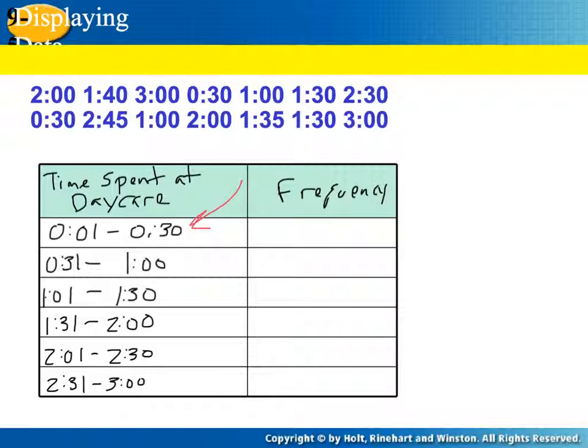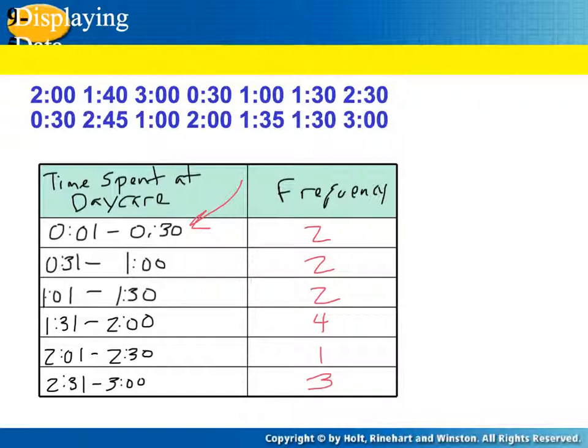All right. So as you look at this, from 1 to 30 has a frequency of 2. From 31 to 1, frequency of 2. From 101 to 130, frequency of 2. From 131 to 2, frequency of 4. And from 201 to 230, frequency of 1. And from 231 to 3, frequency of 3.